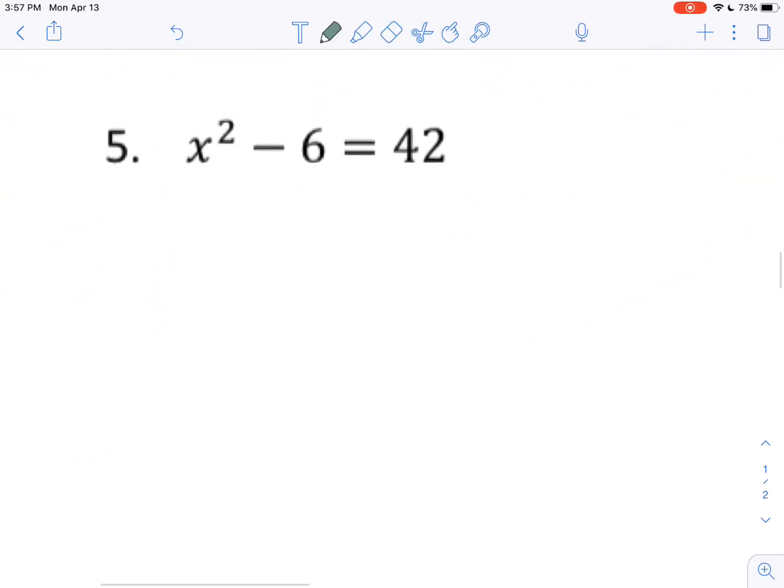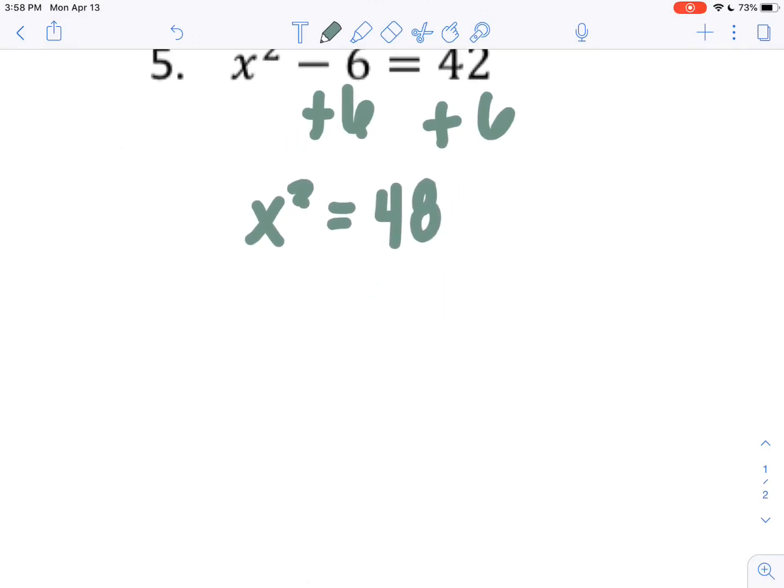So in number 5, before I could take the square root of both sides, you have to isolate your x squared. You have to get it all by itself. So what I'm going to do is I'm going to move this 6 over. So I get x squared equals 48. And then I'm going to take the square root of both sides.